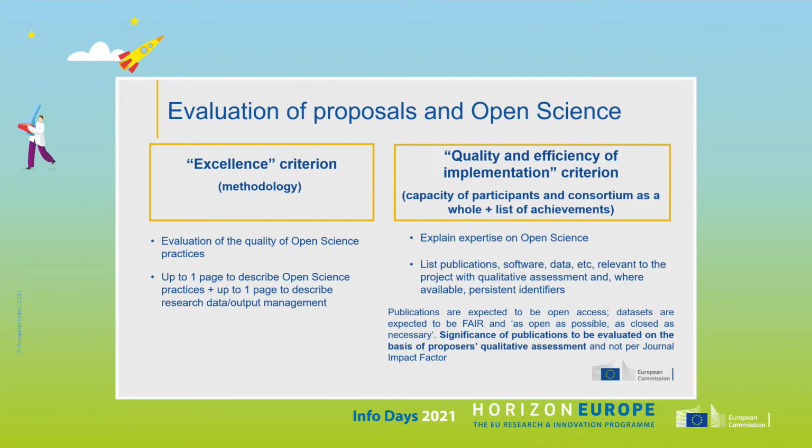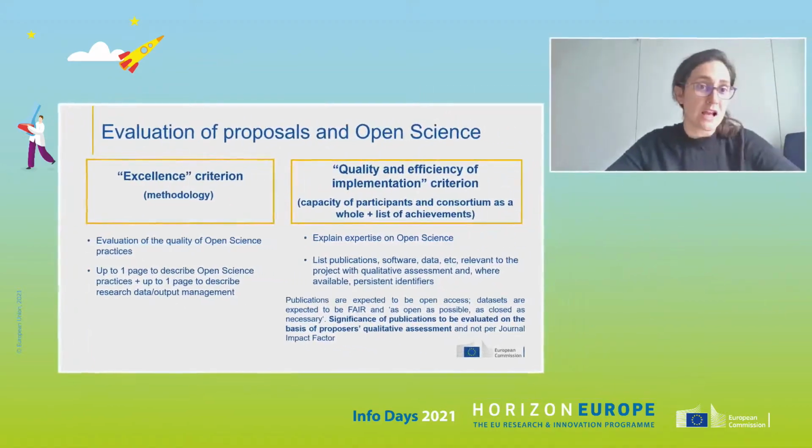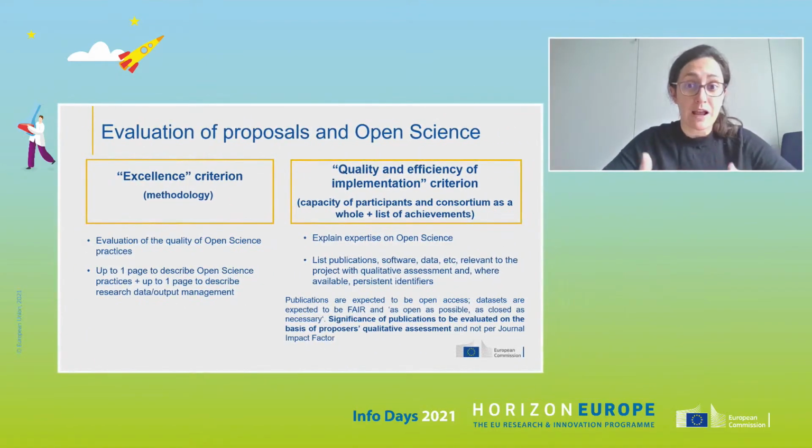Under quality and efficiency of implementation, they will have to explain expertise on open science and within the list of publications, software, data relevant to the project. We expect publications to be open access, data sets to be FAIR, which stands for findable, accessible, interoperable, and reusable, and as open as possible, as closed as necessary. So open unless certain exceptions apply. I will elaborate on those exceptions later on.